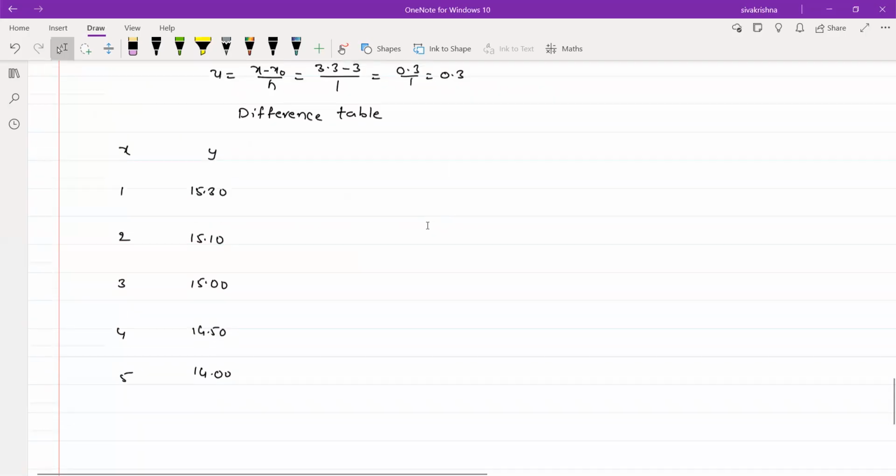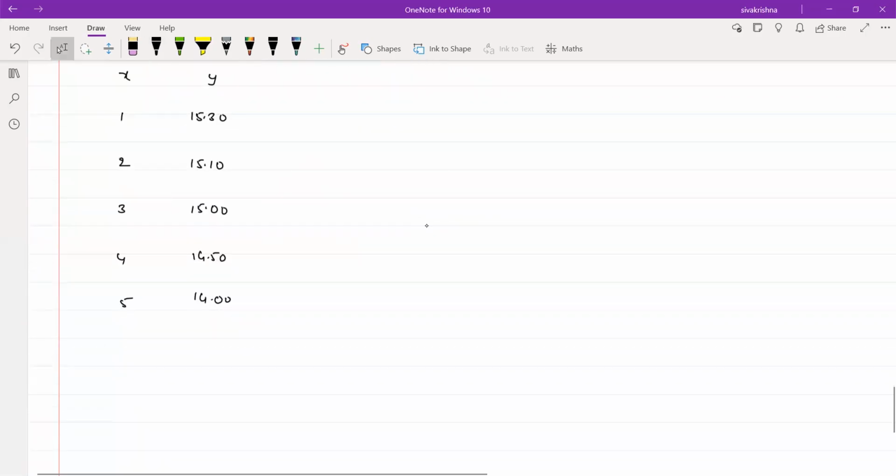Coming to the first differences, represented by delta y, we have to find the subtractions. 15.10 minus 15.30 gives minus 0.2. 15 minus 15.10 gives minus 0.1. Next, 14.5 minus 15 gives minus 0.5. And 14.0 minus 14.5 gives minus 0.5. So these are the first differences.